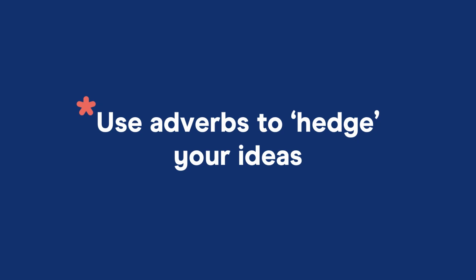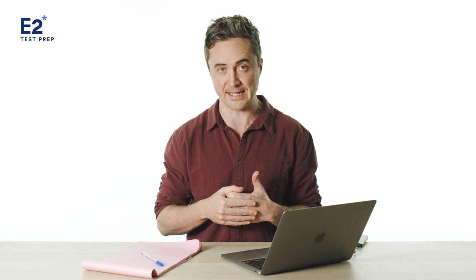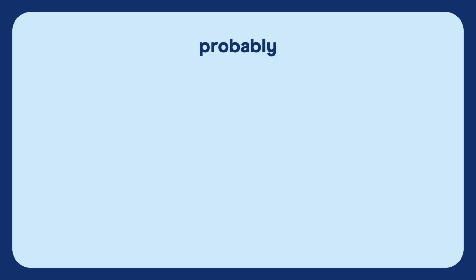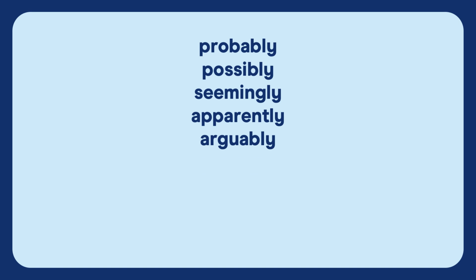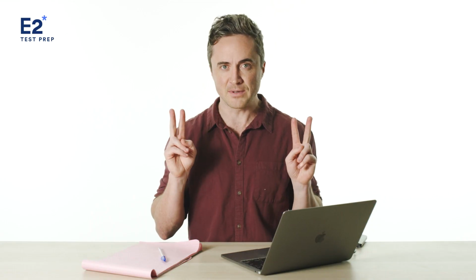Number 7, use adverbs to hedge your ideas. So we talked before about using modal verbs like might to express uncertainty, which is a good thing to do in academic writing. And you can also do this by using specific adverbs. Let's take a look at this list, which will help you to hedge your writing. Probably, possibly, seemingly, apparently, arguably, perhaps, maybe, presumably, and conceivably. Cool, so you can use those 9 adverbs to make your writing sound more academic and a little less certain.